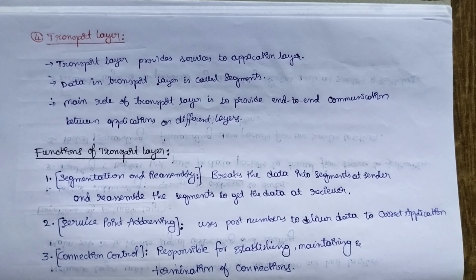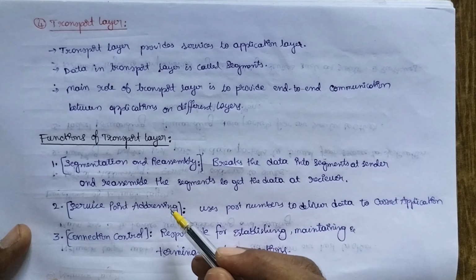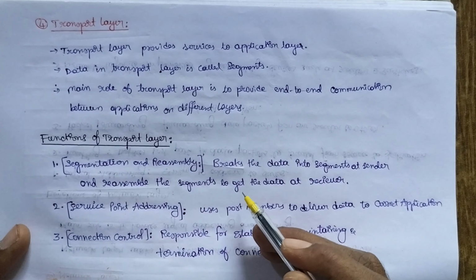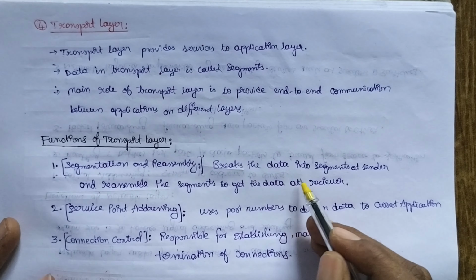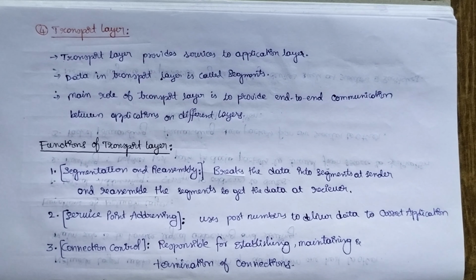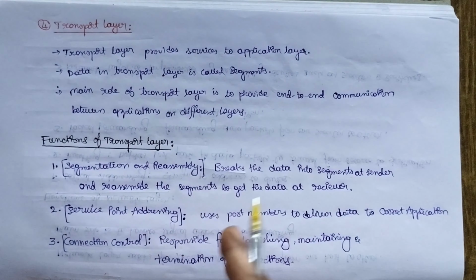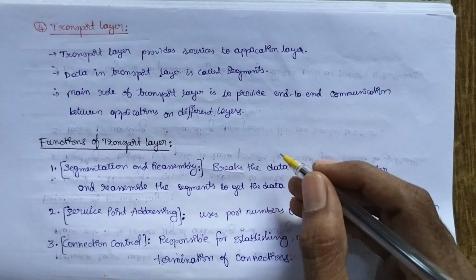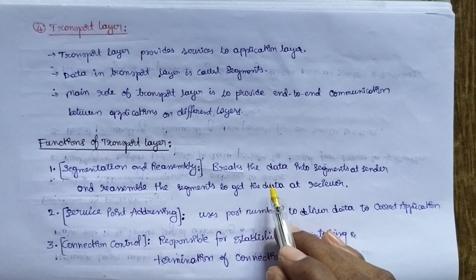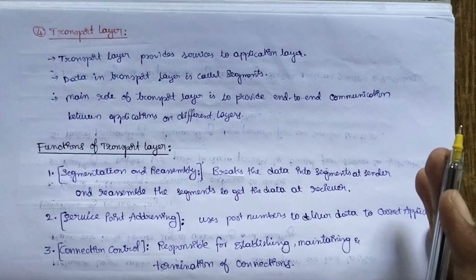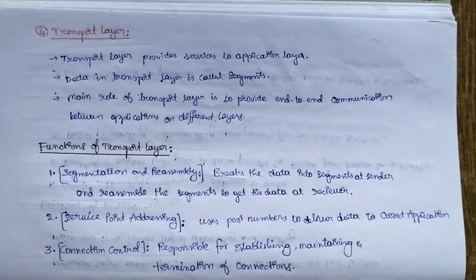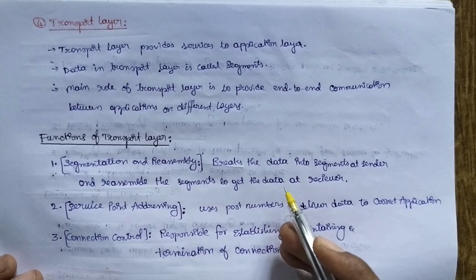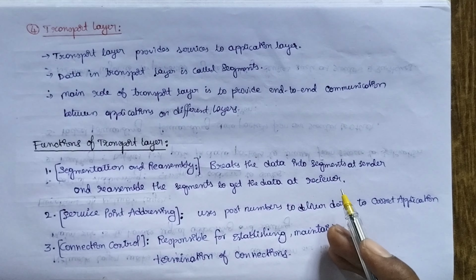So the functions of a transport layer, the first and main function is segmenting and reassembling. The transport layer breaks the data into segments at the sender and reassembles those segments at the receiver. While sending the data from the sender, it breaks the data into different chunks, and those data segments are put together and reassembled at the receiver side. So this is the main function of a transport layer.